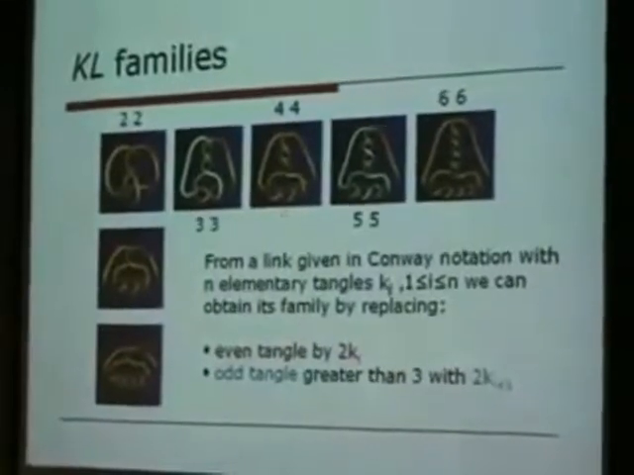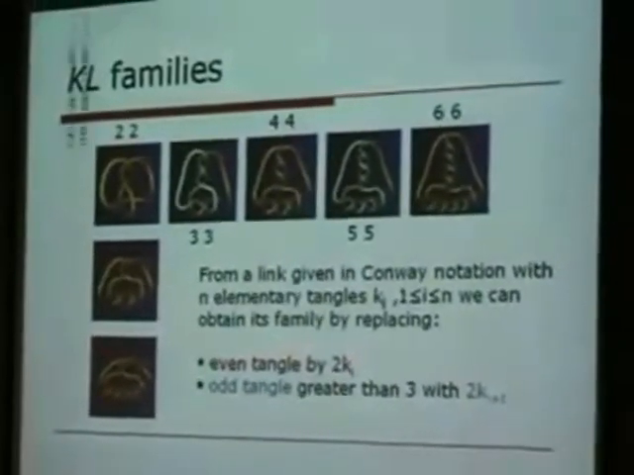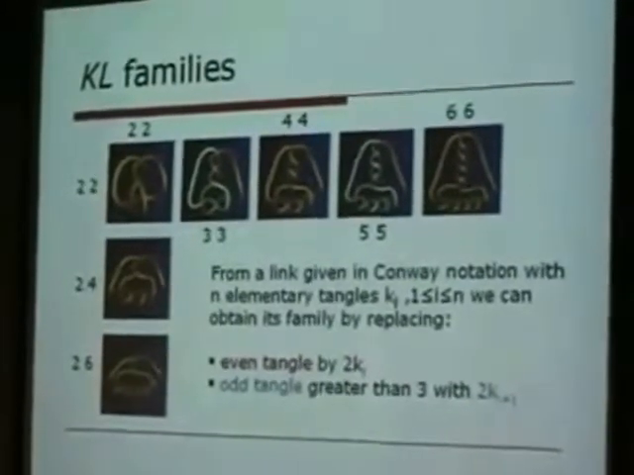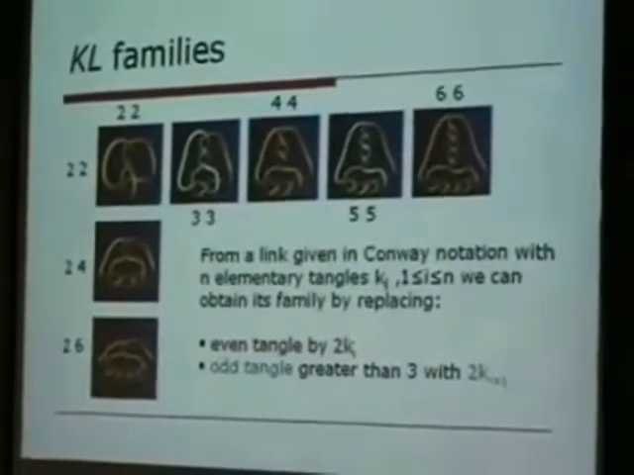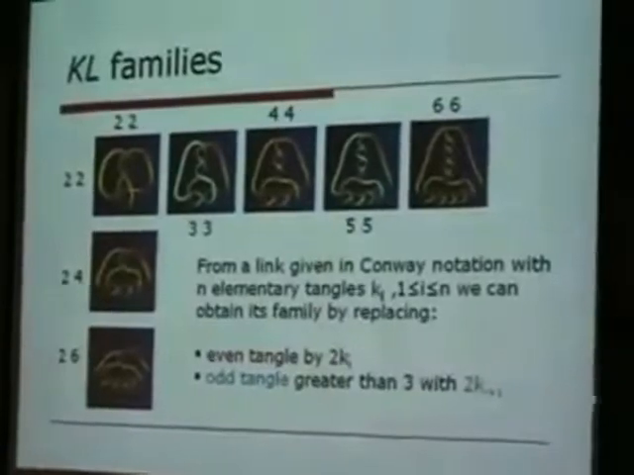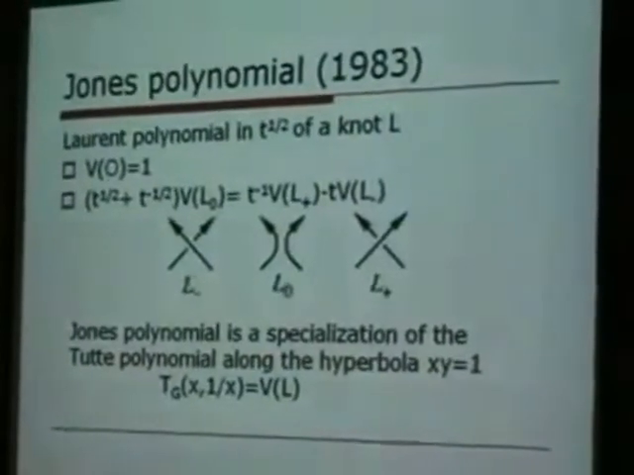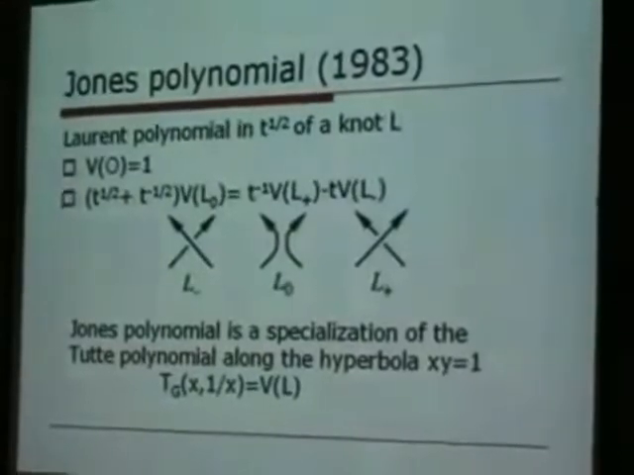And here are just some examples. It's easy to see that, let's say, the number of components stays the same. So 3 3 and 5 5 belong to the same family, and there are 2 components. Okay, so still, what are we going to do with these families of knots?